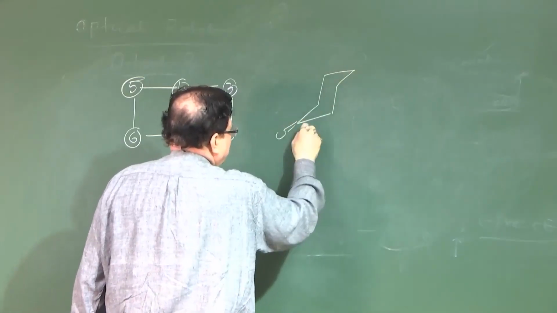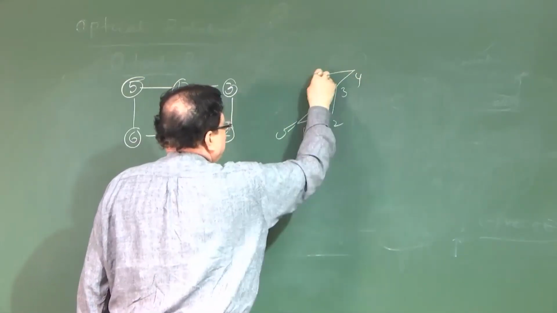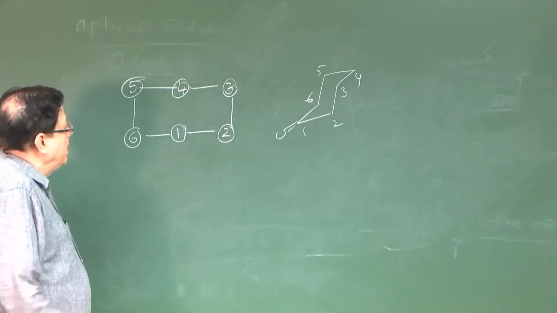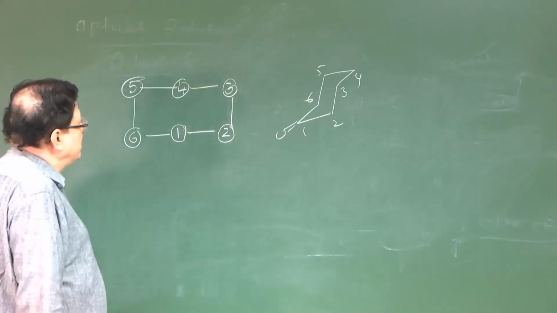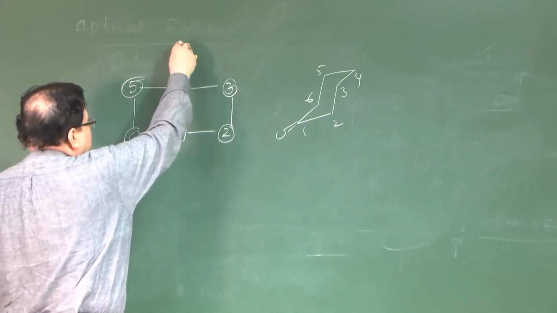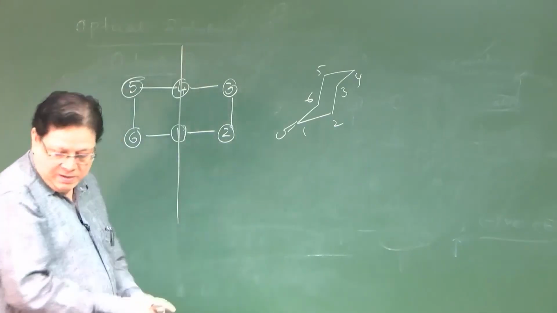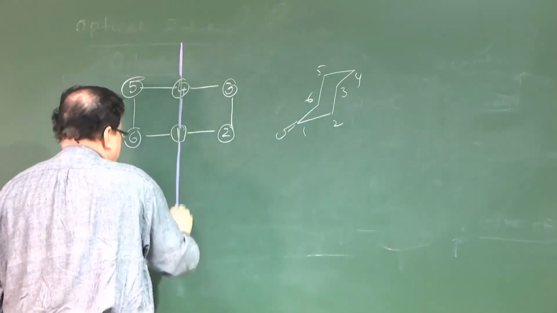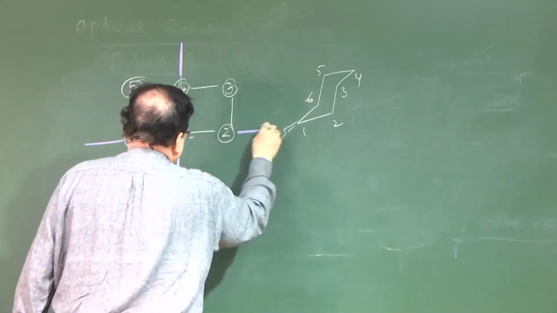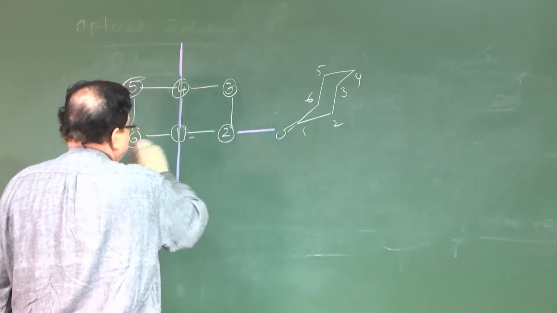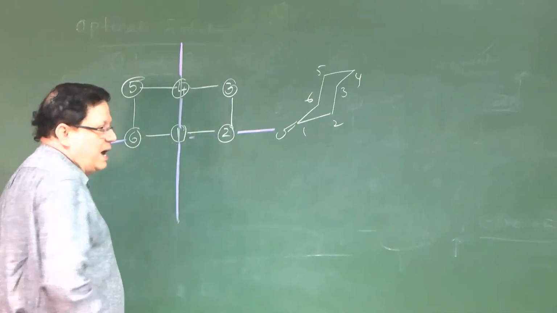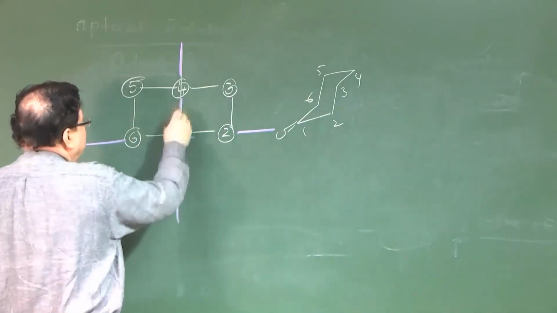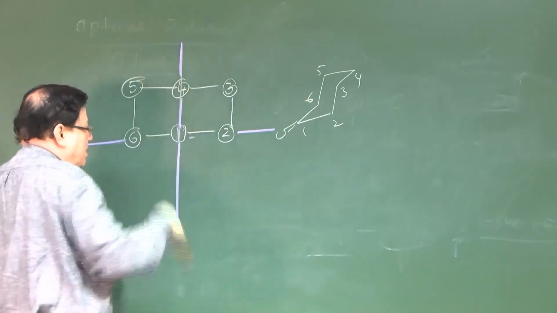So, this is the carbonyl, 1, 2, 3, 4, 5, 6. Now, we have to put the projection of the axial and equatorial points. This is your axis, and this is another axis, the two axes. Carbons 2, 1, 6 are lying in one plane, and 1 and 4 are also lying in the other orthogonal plane.